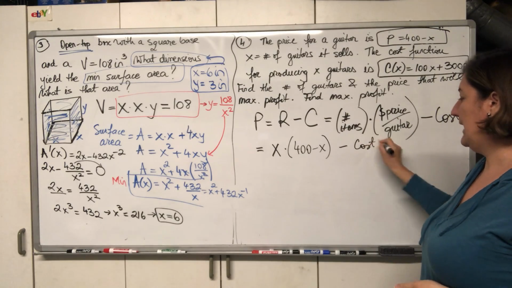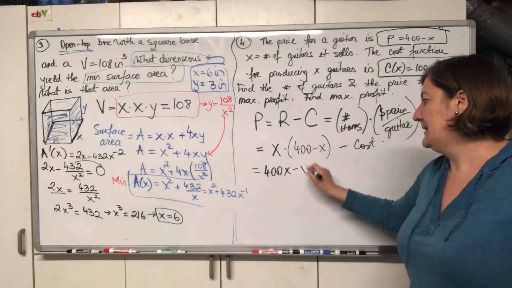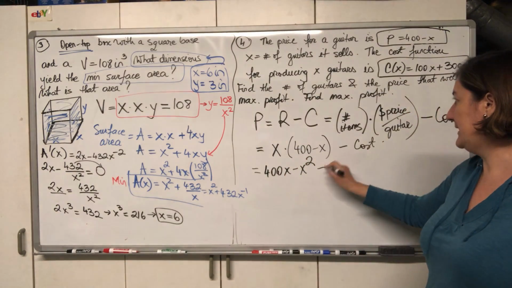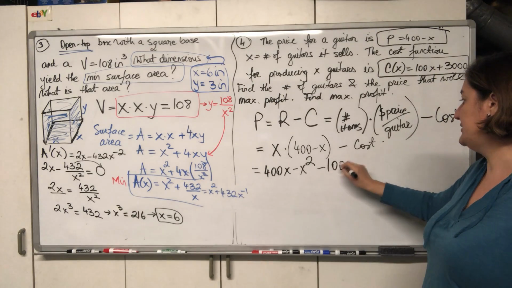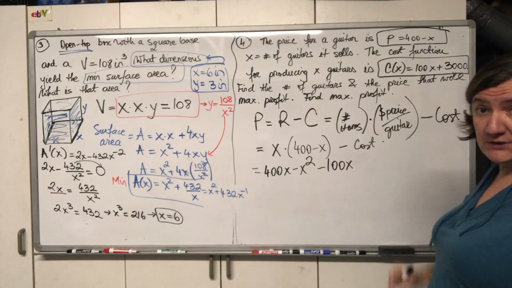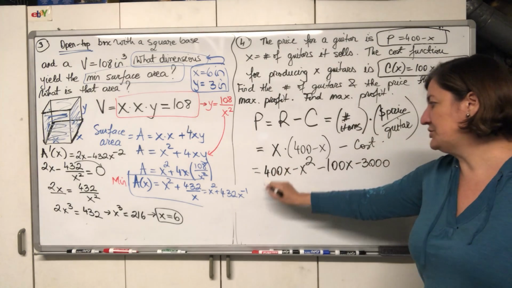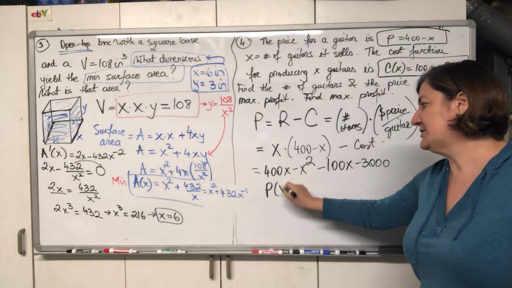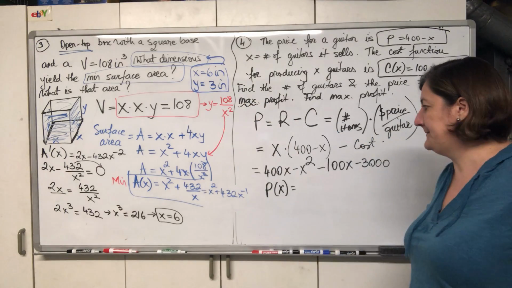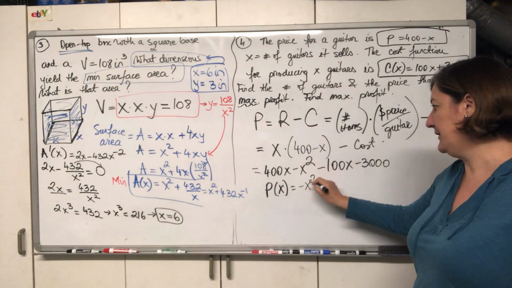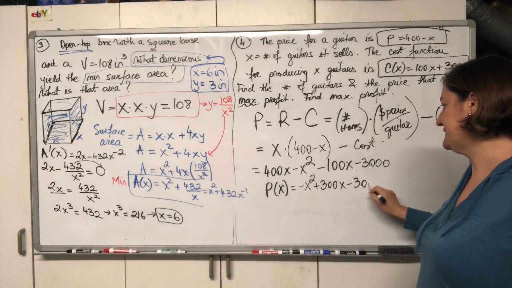So I will copy all of this down. That's going to be 400x minus x squared minus, what's the cost function? I'm taking it straight from here. That's 100x. And don't forget to distribute the minus. So that's minus 3,000. So sure enough, the profit function that we are supposed to maximize is negative x squared plus 300x minus 3,000.